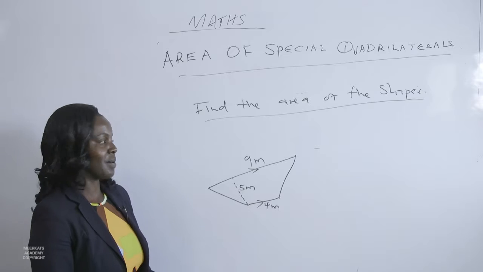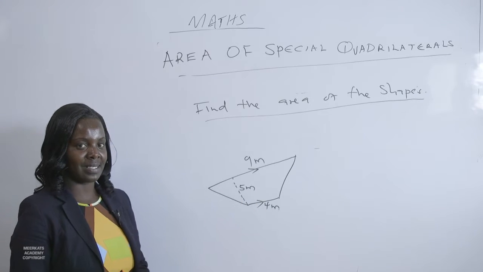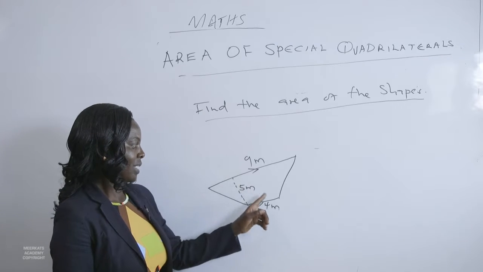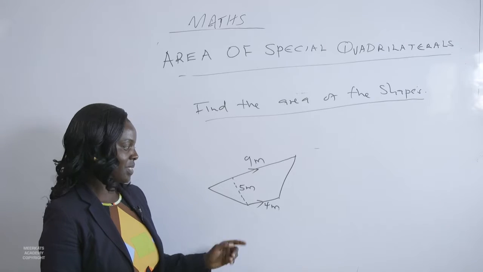Let's look at this other example. We are given this figure here. Let's identify the figure first. Which figure is this that we are given? You realize that two sides are parallel. Only two sides are parallel, and this is called a trapezium.